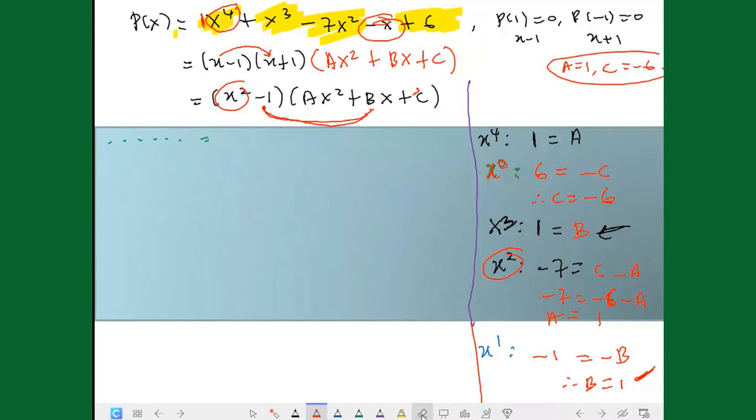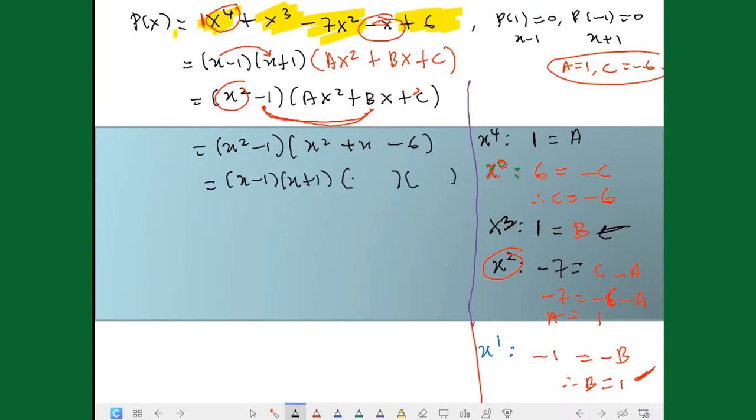Lepas tu terus tulis. Okay. x^2 plus x minus 6. Ini x^2, b x, c is negative 6. Tulis satu. Okay, and then dia kata factorize kan. So yang ini dah factorize tadi. Kita reverse balik. Yang ini quadratic, x plus 3, x minus 2. Betul kan? Okay. So settle. Soalan dia apa tadi? Dia nak roots.